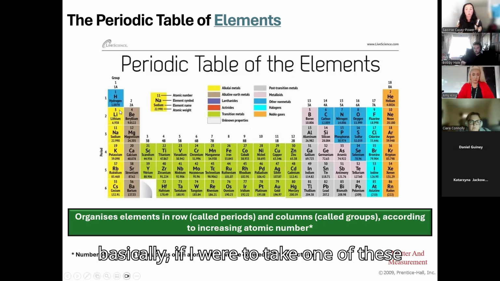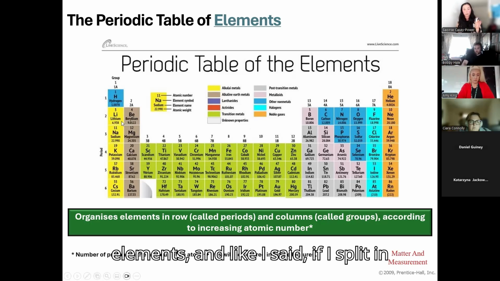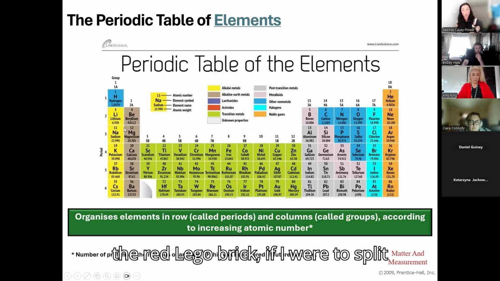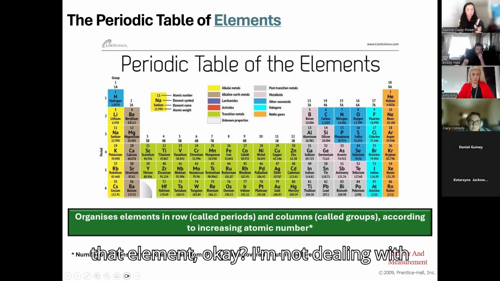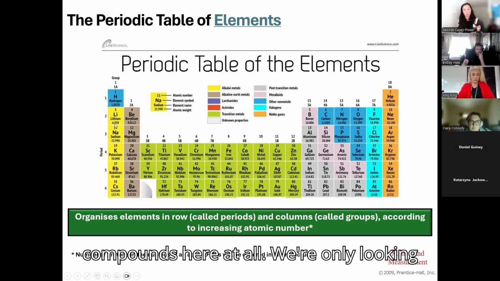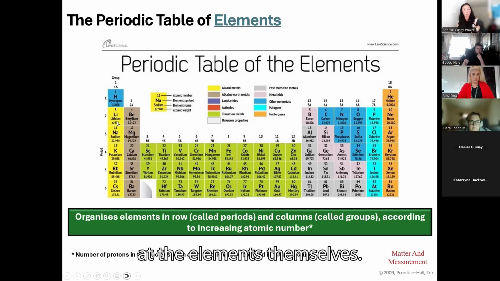So basically, like I said about splitting the red Lego brick, if I were to split one of these elements in half, I would only have that element. I'm not dealing with compounds here at all. We're only looking at the elements themselves.